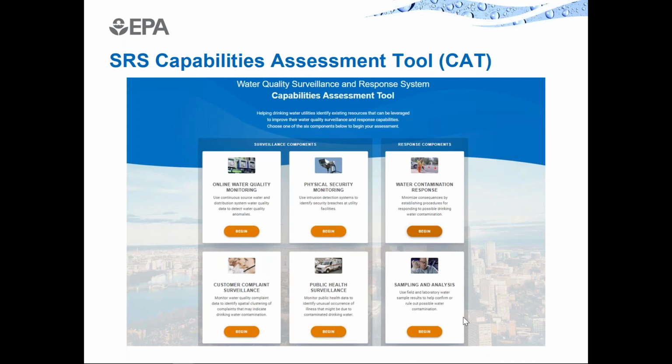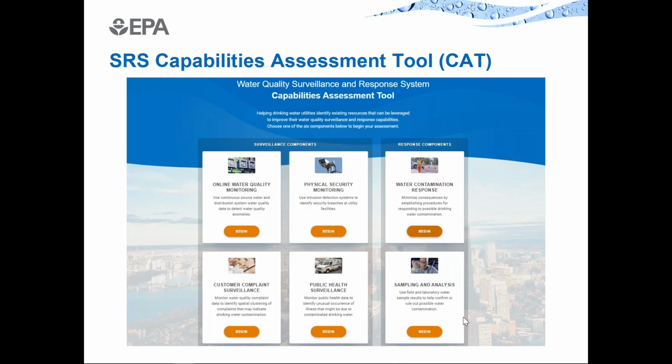So most utilities have existing capabilities that can provide a solid framework for an SRS. To help utilities identify and assess these capabilities, EPA has developed the SRS Capabilities Assessment Tool. This tool walks users through a simple set of questions to assess their existing surveillance and response capabilities that can be leveraged for an SRS, and generates custom reports that present potential enhancements and technical resources for implementing those enhancements.